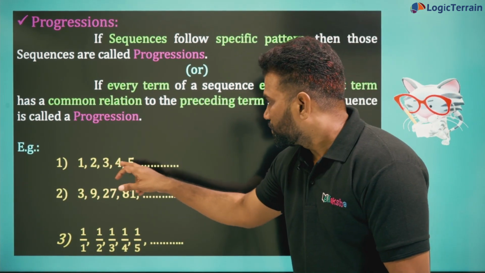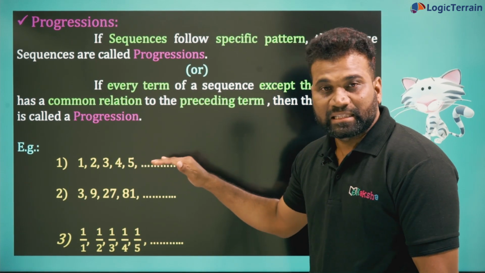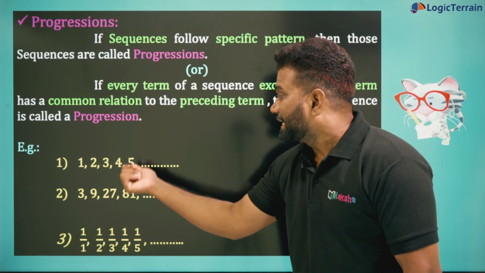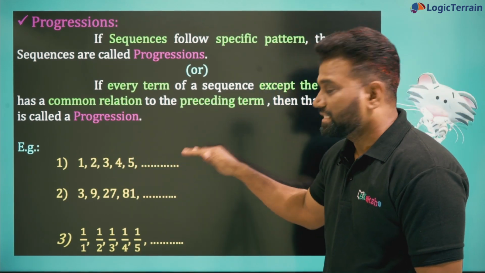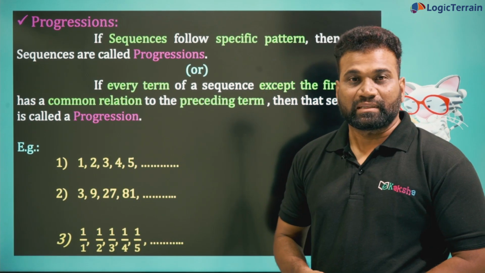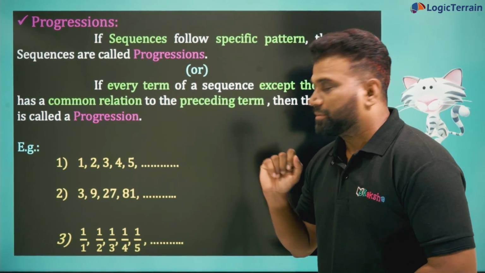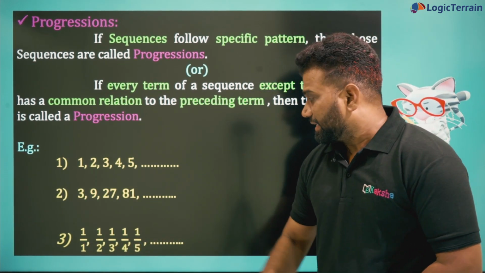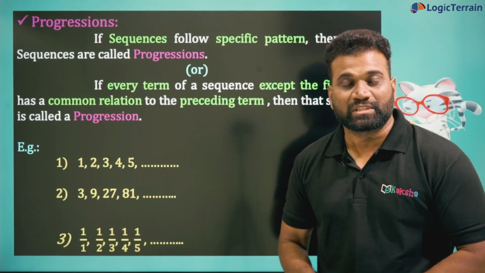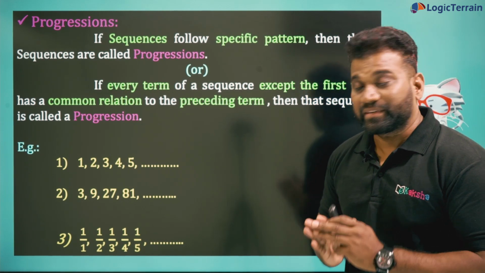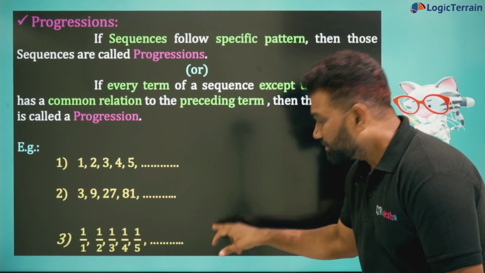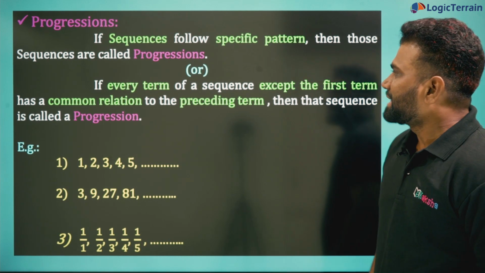First example, 1, 2, 3, 4, 5 and so on. So this is a sequence, particularly it is a progression because each term is obtained by adding 1 to its preceding term. So we can say this is plus type. Here is the next progression, 3, 9, 27, 81 and so on. In this, each term is obtained by multiplying by 3. Here is the third progression. In this, each term is obtained by dividing by a natural number. So based on these examples, we can say progressions are classified into 3 different ways. You can say this is addition type, multiplication type, and what? Division type.